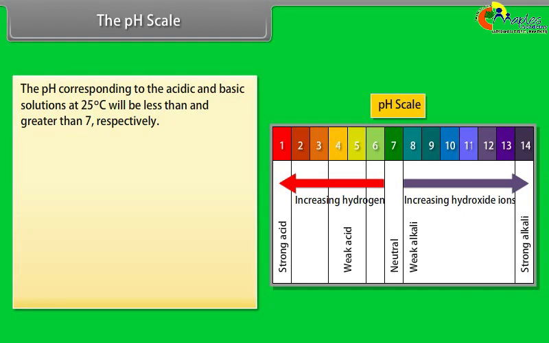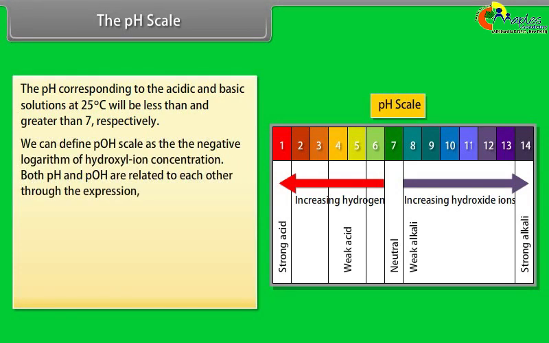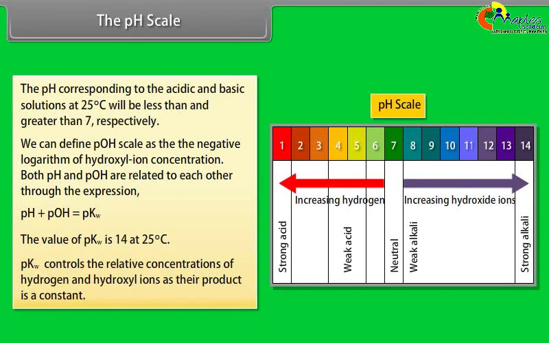greater than 7 respectively. We can define the pOH scale as the negative logarithm of hydroxyl ion concentration. Both pH and pOH are related to each other through the expression pH plus pOH is equal to pKw. The value of pKw is 14 at 25 degrees Celsius. pKw controls the relative concentrations of hydrogen and hydroxyl ions as their product is a constant.